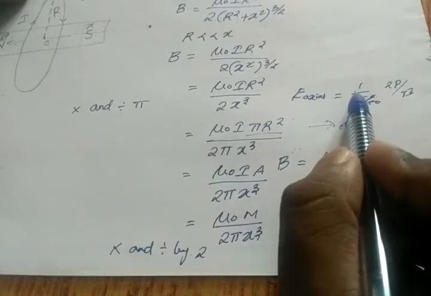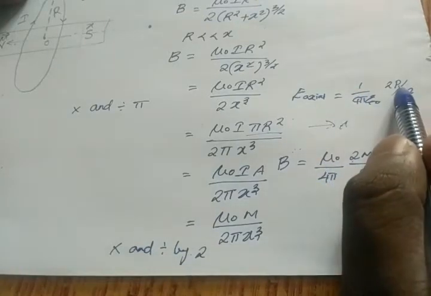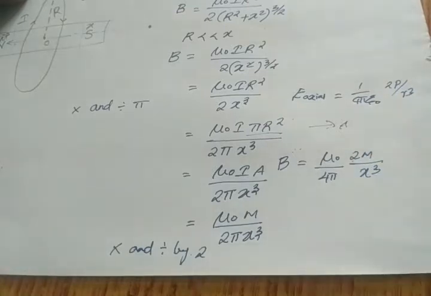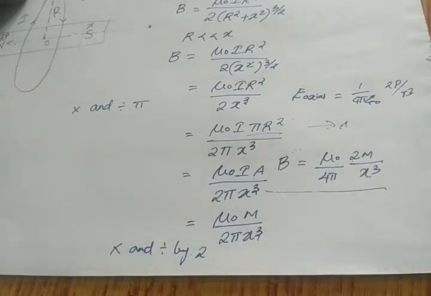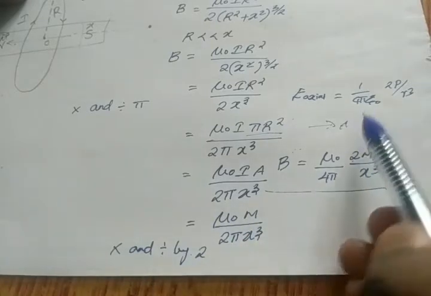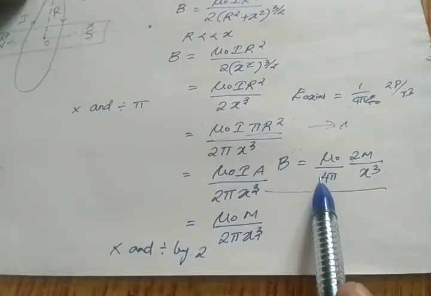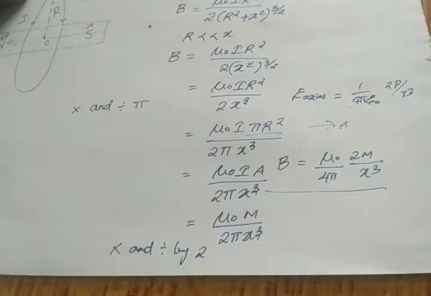So mu naught by 4 pi is nothing but our k. Here we use 1 by 4 pi epsilon naught; here mu naught by 4 pi, and 2. Here it is electric dipole moment; here M means magnetic dipole moment. X is distance. So this is the equation for the axial line of the magnetic field, axial line of magnetism. For electrostatics we have this equation. For magnetism we have the same equation but with a different k value and different dipole moment value. Clear?